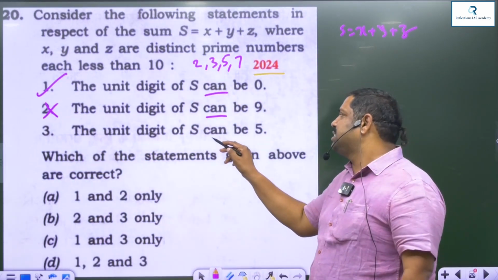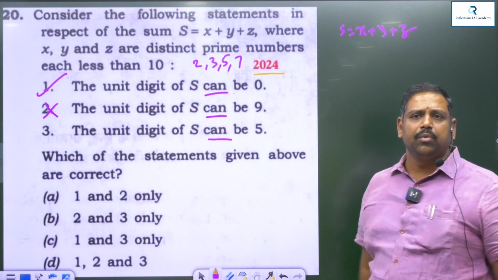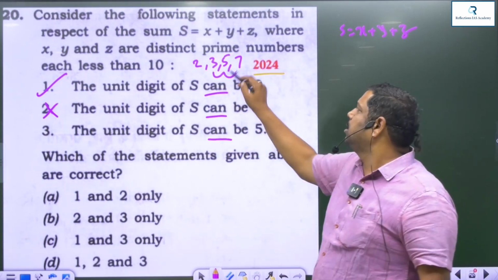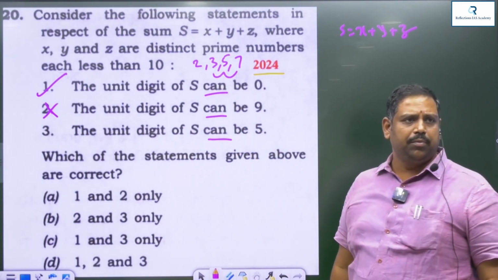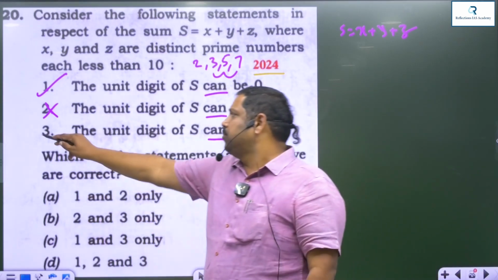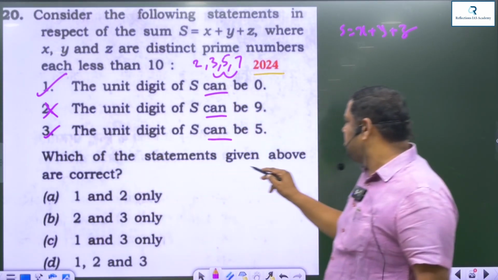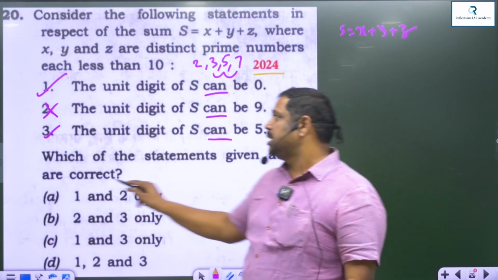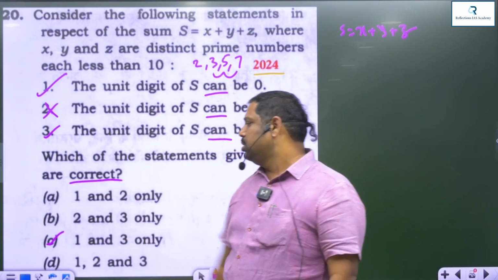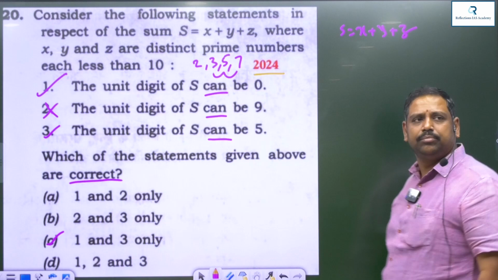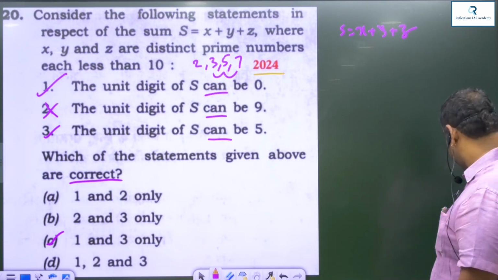The unit digit of S can be 5. Yes. Take these 3 here. How much did you get? 15. Yes or no? So 3. So which of the statements given above are correct, he is asking. Which are correct here? So answer is C. Got it?